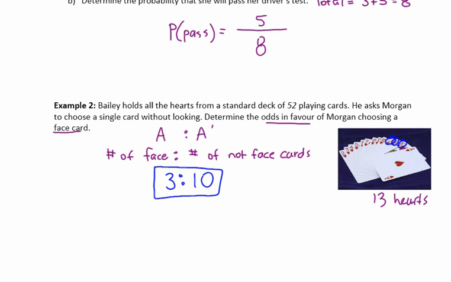No, it's not a probability, right? It's just the odds in favor. So 3 to 10 odds means 3 times she will pick out of all 13, because 13 is the total. The probability would be 3 out of 13.